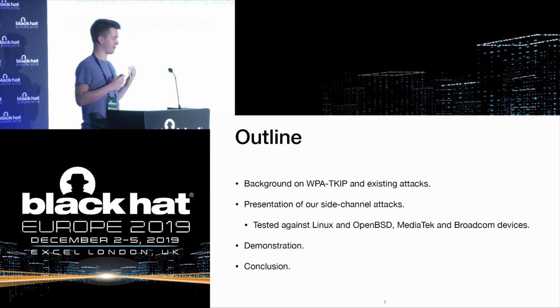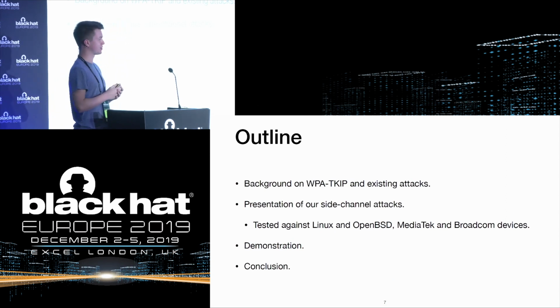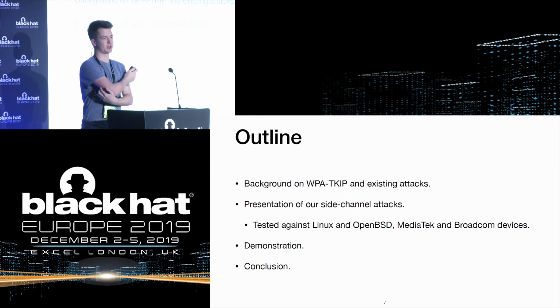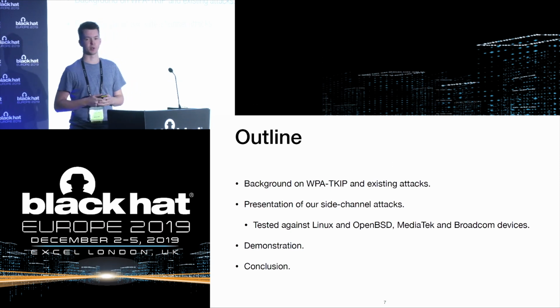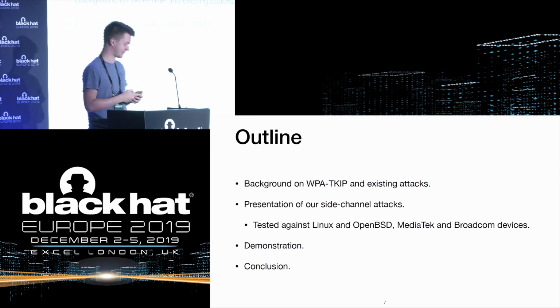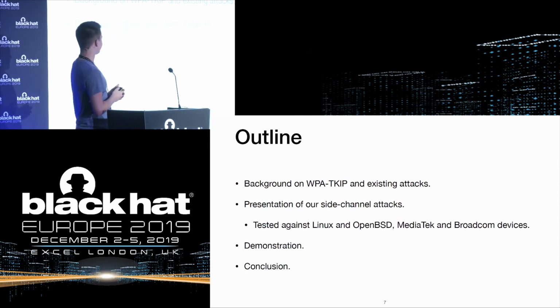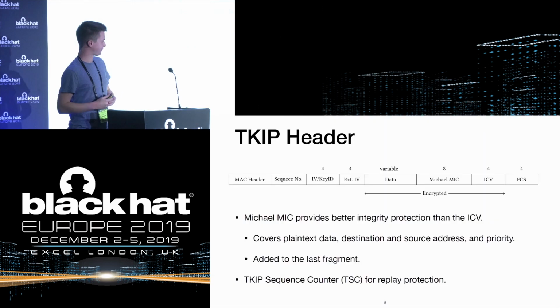So I will be talking about a brief background about TKIP and some of the existing attacks. Then I'll present our side channels, which we tested against a bunch of operating systems, such as Linux and OpenBSD. And we also tested a bunch of devices for which we could find some source code, which were MediaTek and Broadcom devices. And then hopefully, we'll be able to show a demonstration of this and make a conclusion.